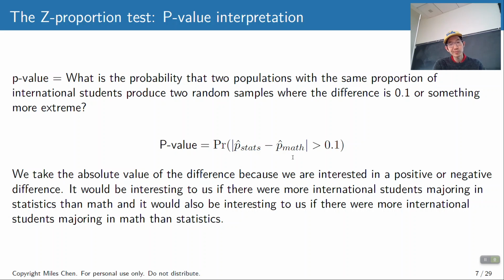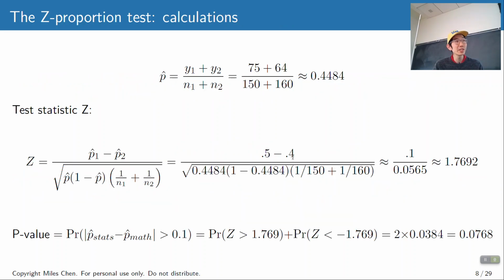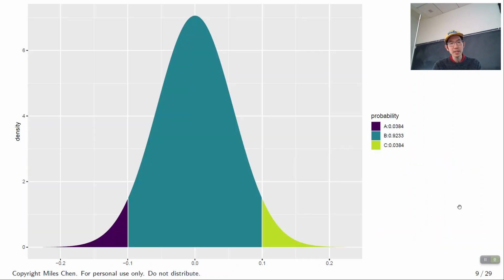Okay, you plug your numbers in, you get an overall proportion of 0.4484, you get your test statistic z, you go through the math and you get something around 1.77. And then when you calculate your p-value, right, you get both the positive and the negative side, and you get a p-value of around 7.7%, 0.0768. The illustration is, this is our normal distribution that we're using to approximate our sampling distribution.